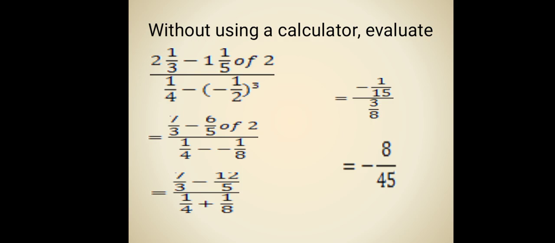the numerator is 7 over 3 minus 12 over 5. The denominator we have a quarter plus an eighth, because the cube of a half is an eighth, and then we are subtracting it from a quarter, the two negative signs become plus. So you have a quarter plus an eighth. Now, if you subtract 7 over 3 minus 12 over 5, the numerator we have negative 1 over 15. The denominator, if you add a quarter and an eighth, you have 3 over 8. Now simplify further, we have negative 8 over 45.